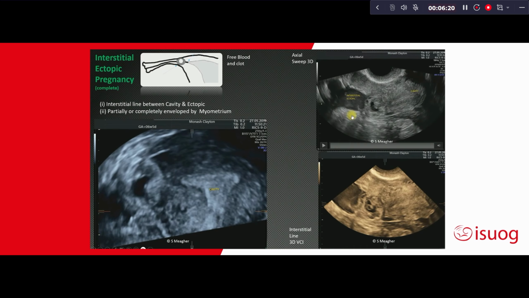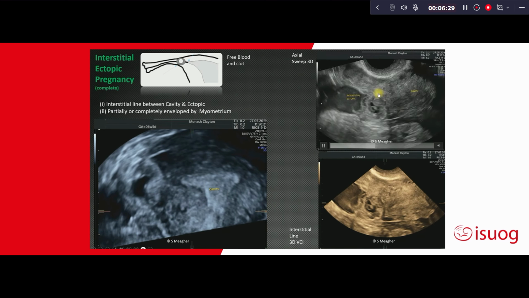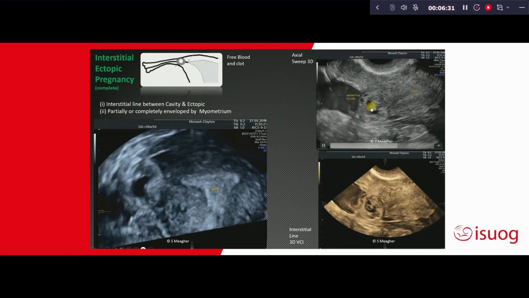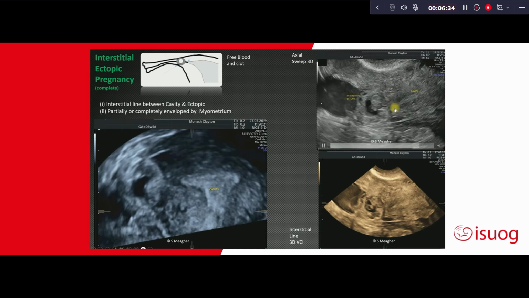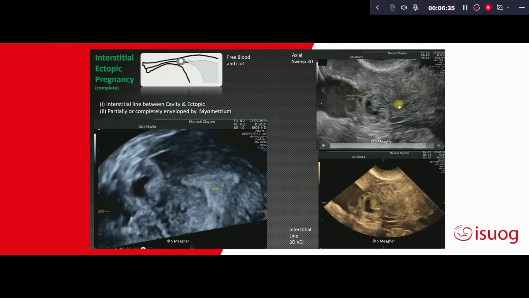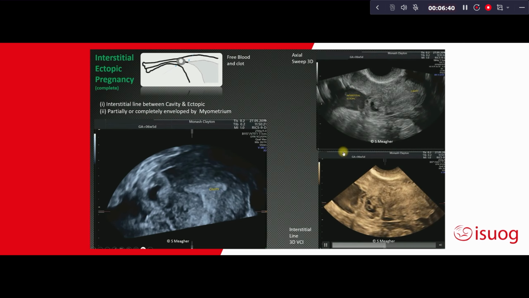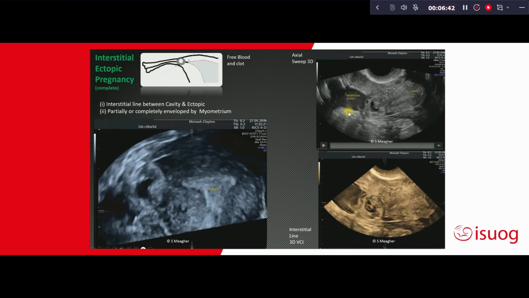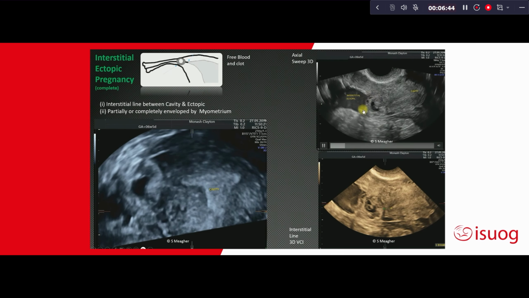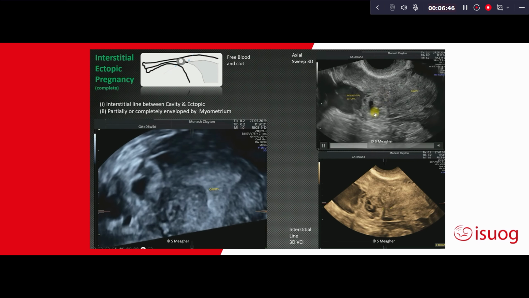So, when you look at this axial section, and it's the most important section, because you look at an axial section at the uterine cavity, you here see the gestation sac, embryo, and yolk sac, but you can see there's a band of muscle tissue separating the uterine cavity from the ectopic pregnancy, which is positioned in the interstitial portion of the fallopian tube. This is a complete interstitial ectopic pregnancy.